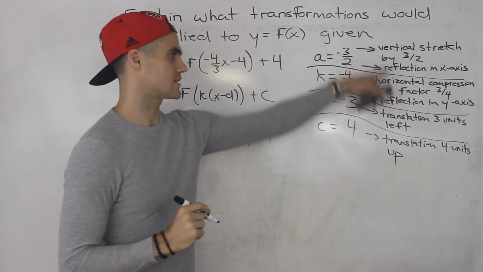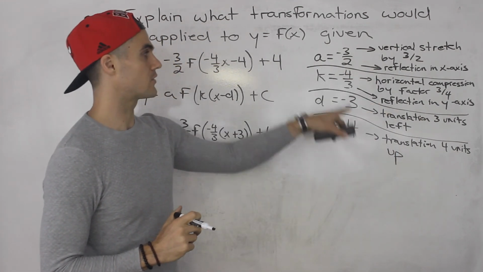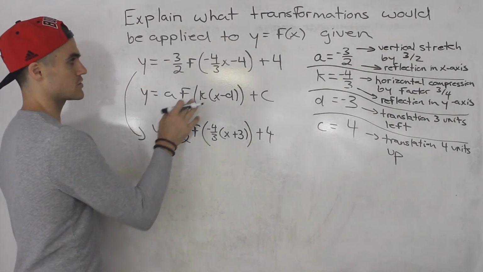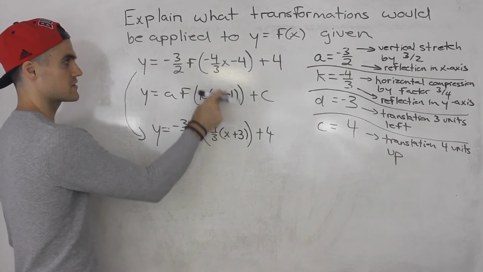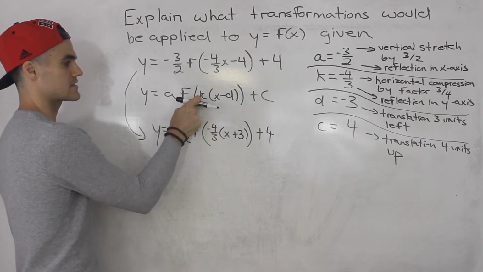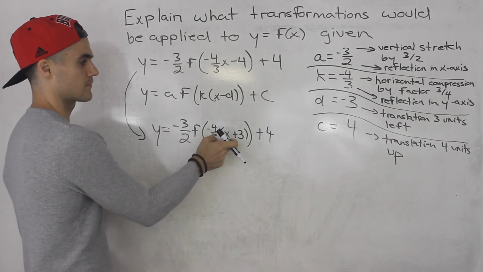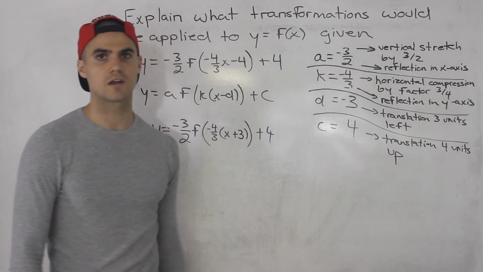Right, so not the prettiest list of transformations, but nevertheless, those are the transformations. And we got those from the transformation values. And we got that by first taking this and putting it into proper transformation format. More specifically, factoring out that negative 4 over 3 as the k, and then getting that new d value of negative 3. So those transformations right there, that's the answer.